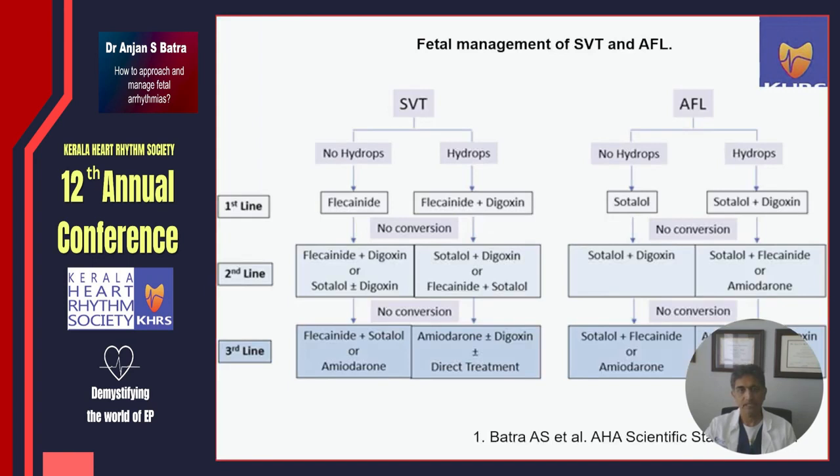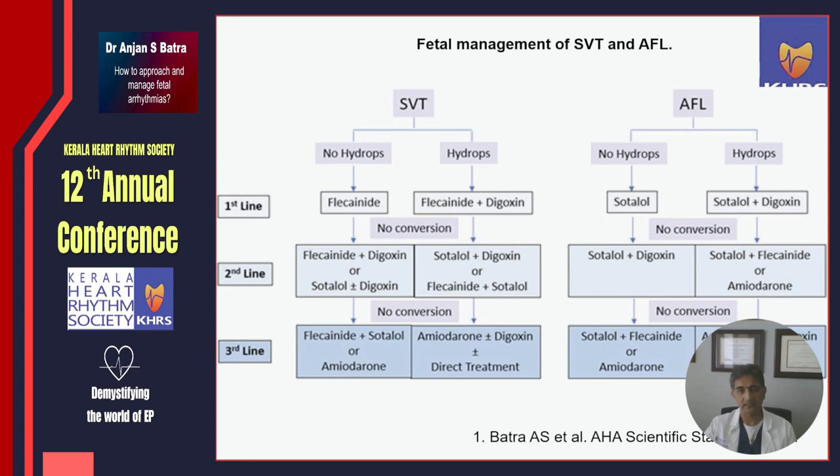This is just a schematic showing you the fetal management of SVT and atrial flutter, whether they are hydropic or non-hydropic. The thing to keep in mind is that flecainide for SVT has now become first line in a non-hydropic. In the past, it used to be digoxin. If they're hydropic, you add digoxin, and if flecainide doesn't work, you switch to sotalol, and then amiodarone comes at the very end as a third line.